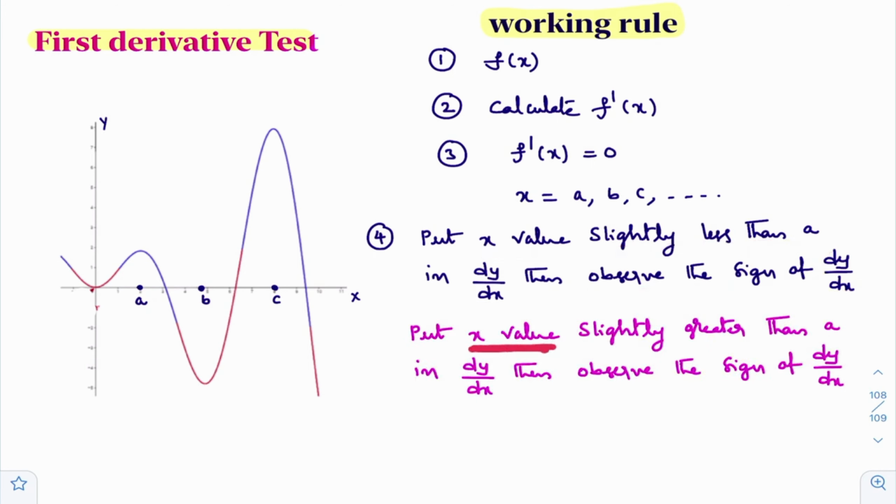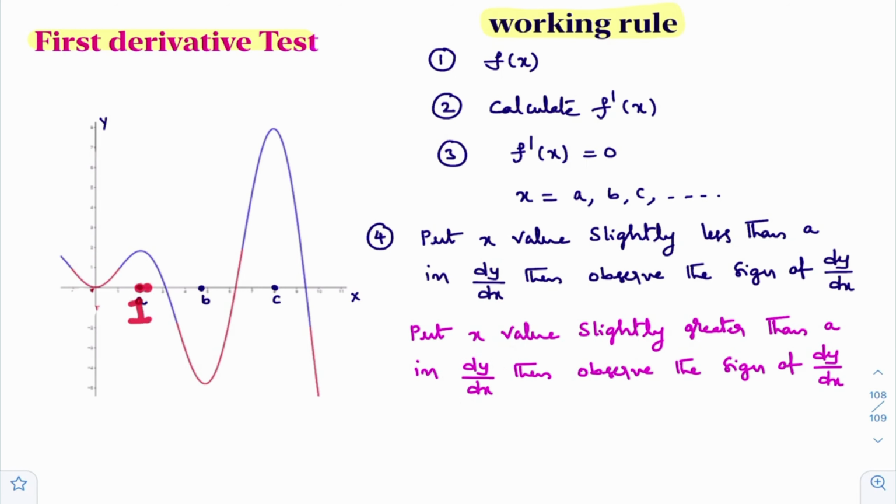Again, put an x value which is slightly greater than a. Earlier, we substituted an x value which is slightly less than a in dy by dx. Now you take an x value which is slightly greater than a and substitute it in dy by dx. For example, suppose this is 1.